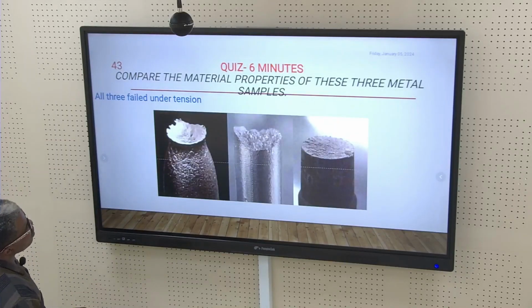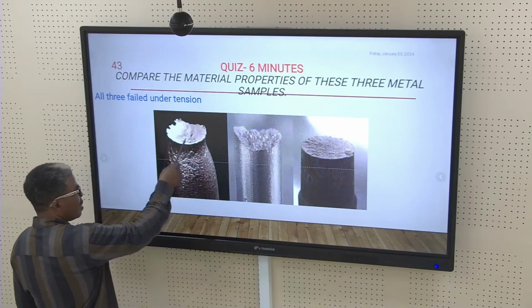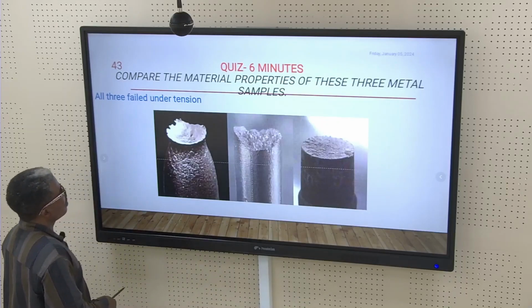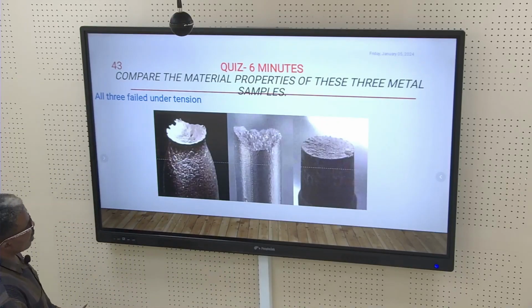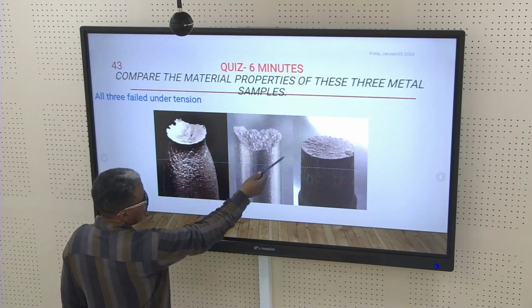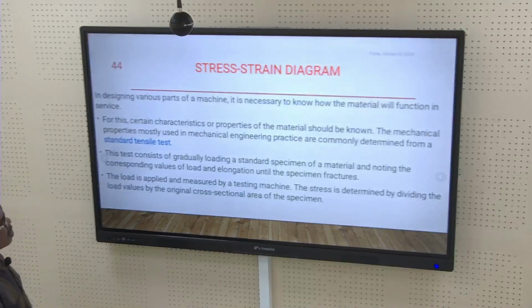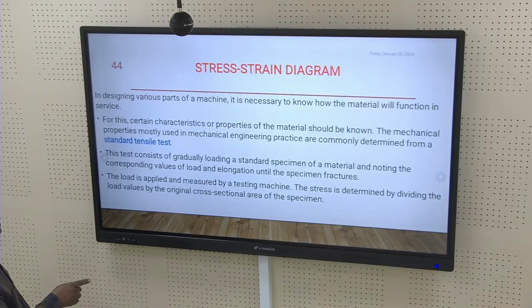Compare the material properties of these 3 metals as they failed under tension. So this indicates the arrangement of atoms within the different materials, within the object. Stress-strain diagram. So we have a diagram to indicate how the stress and strain are proportional.